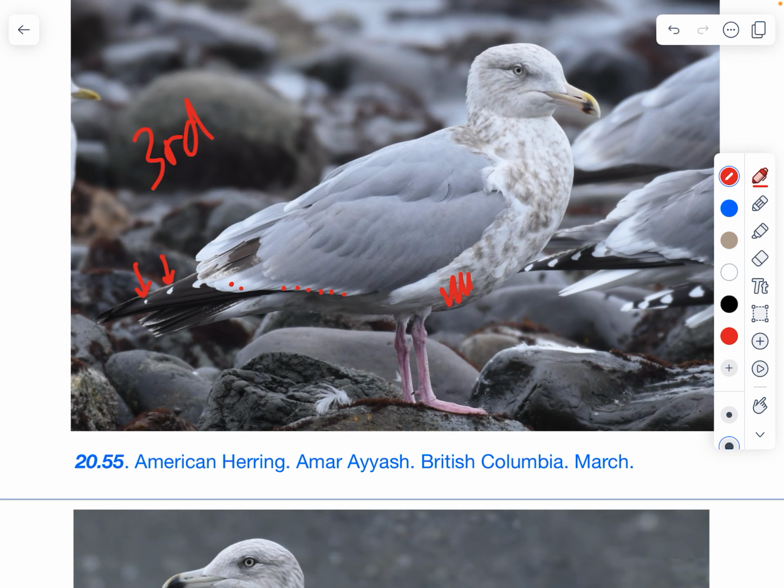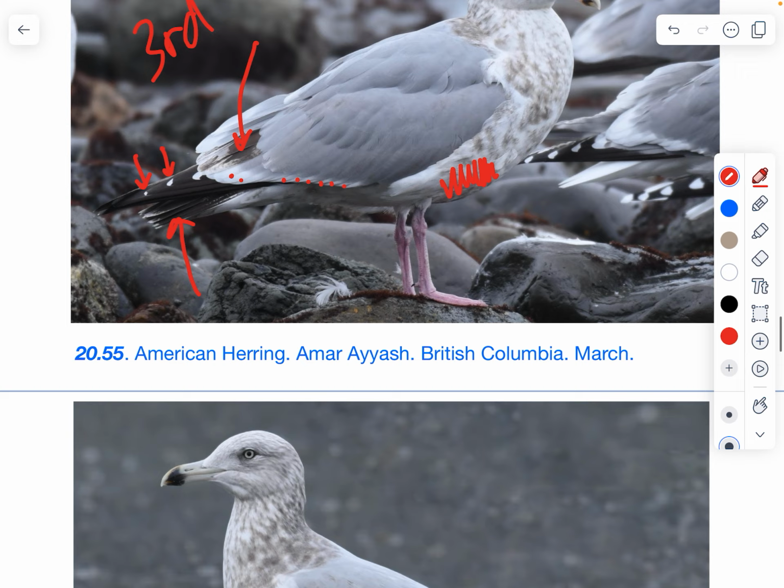Now, adults wouldn't show all this pigment on the lower belly. They wouldn't show dark tertials, and certainly not a black tail as we see in this individual. So third cycle it is.